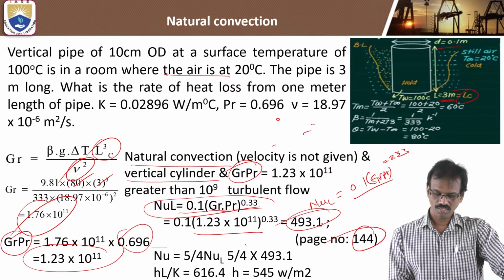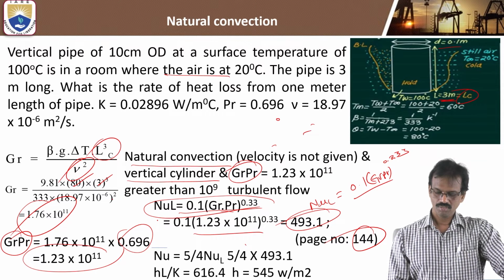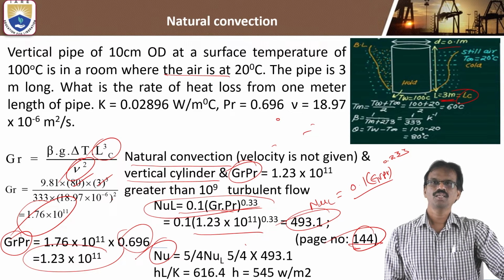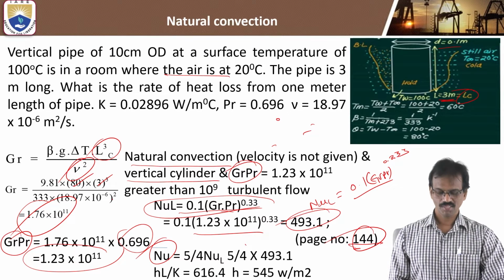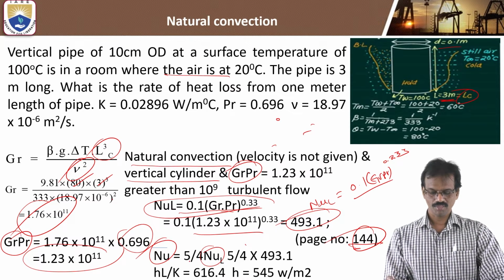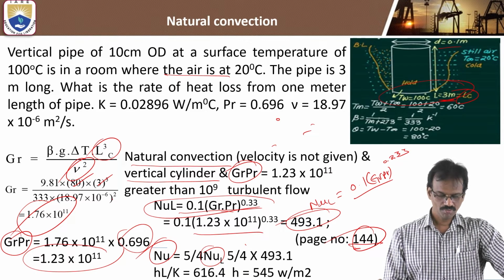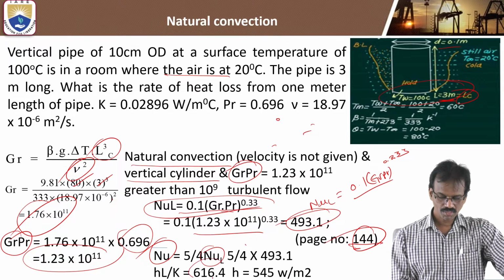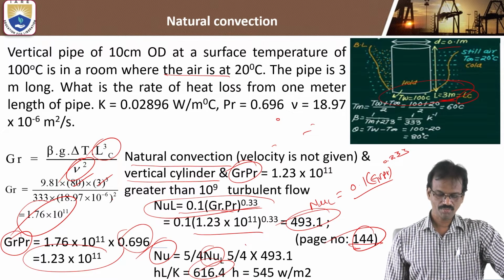493.1. This is just the average value. Just like we can refer in page 144, we can find the average Nusselt value. For finding the average Nusselt value, 5 by 4 Nusselt with respect to L, it means for the bottom surfaces. If you solve this one, automatically the Nusselt value is equal to 616.4.